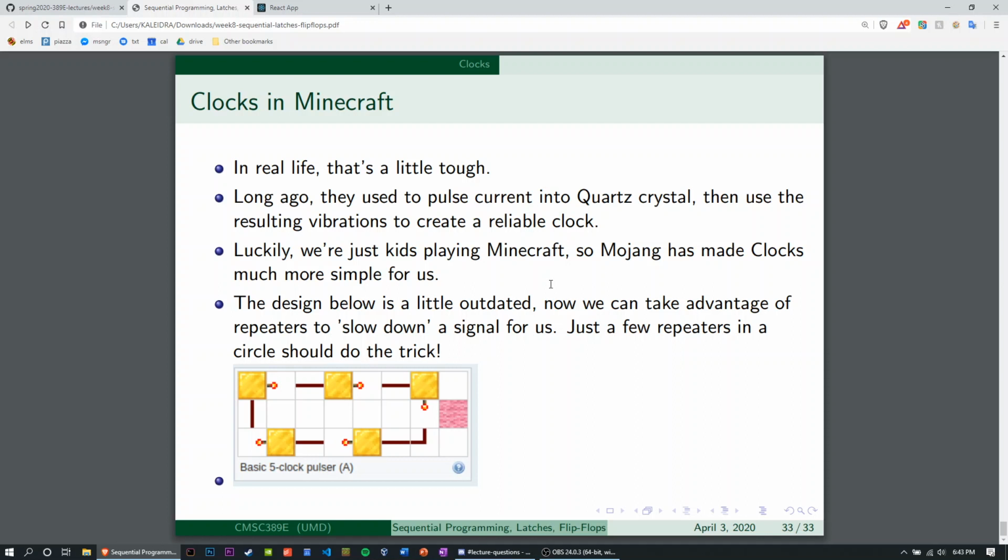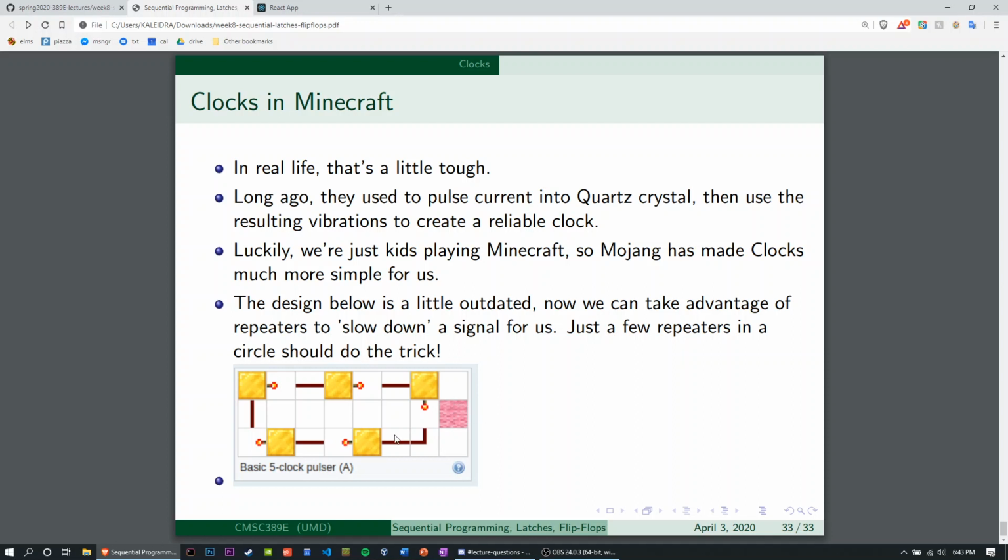I've included this picture here. It's a little outdated, right? This one just uses repeated NOT gates to slow down a signal, but now all we can do is set some repeaters in a circle in the same configuration, right? And if you do that, you'll have a redstone current starting here, and you can visually see it travel around in this circle and come back and activate whatever is here at this pink wall block, right? And it's way more intuitive than you might think.